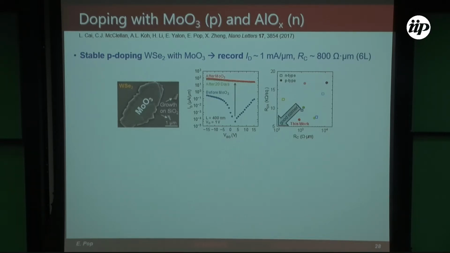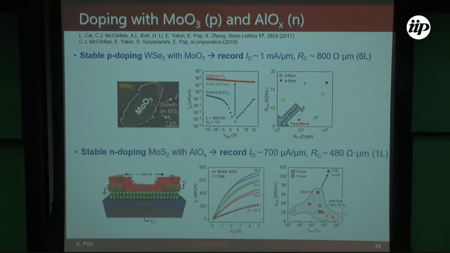This is a 6-layer material, so this was actually exfoliated WSe2, because at the time we didn't have very good WSe2 growth in our group. More recently, we figured out how to make n-type doping, in this case for MoS2. MoS2 is a little bit easier to n-type dope than the other materials.